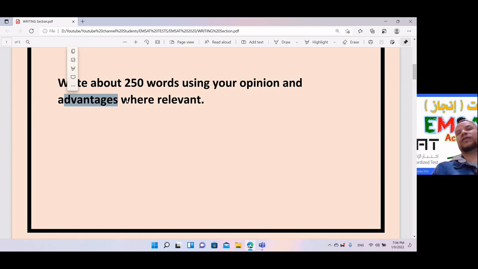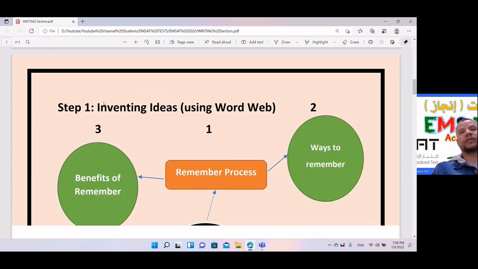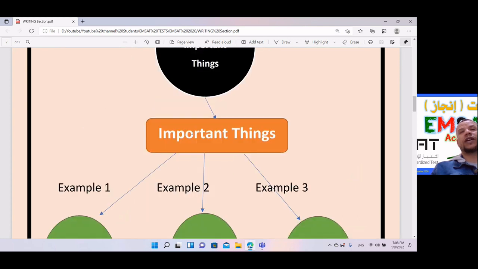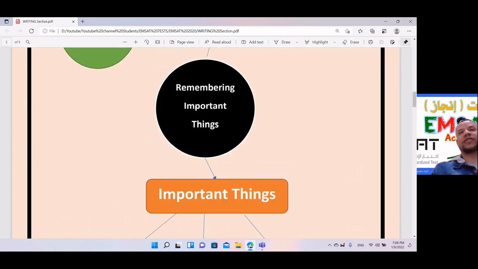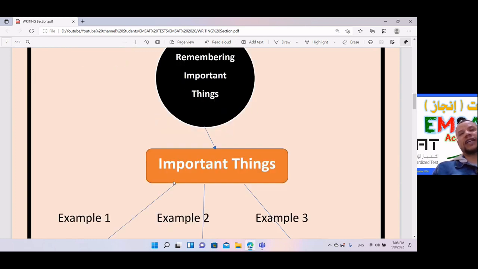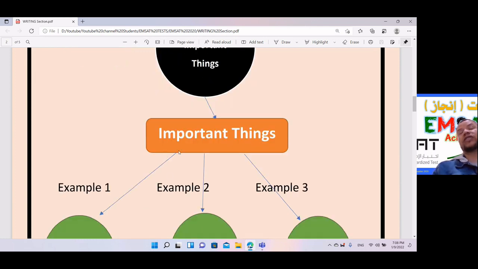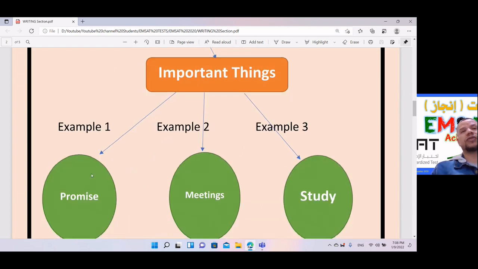Write about 250 words using your opinion and advantages where relevant. The second one, coming from the title, is important things. And I classify it into examples. What are the examples about important things? I mentioned here 3 examples.